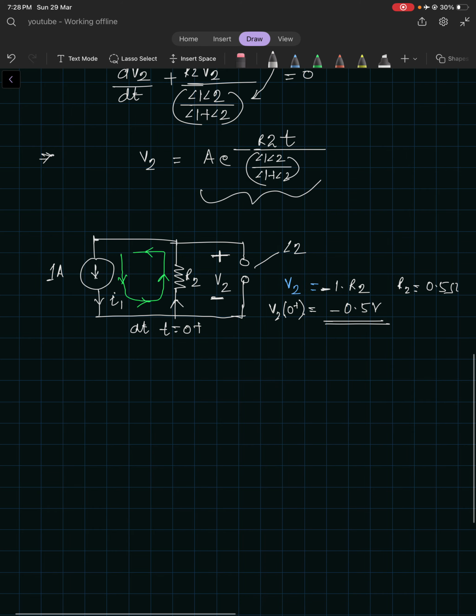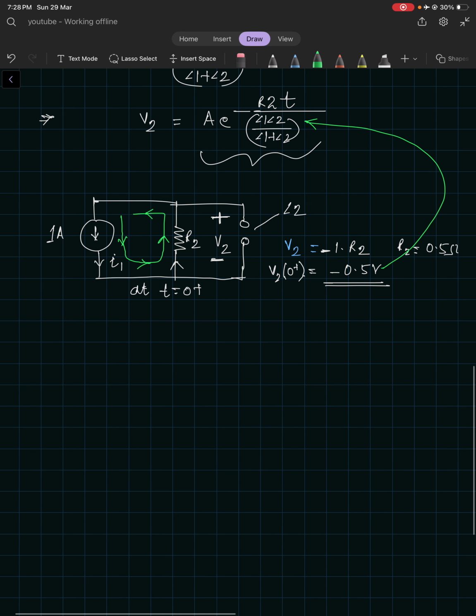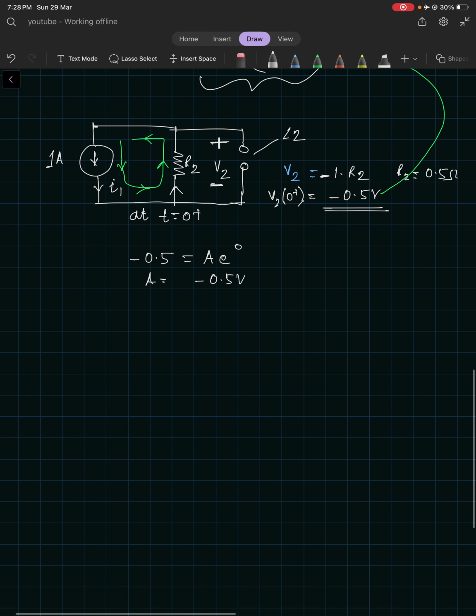Now we have to put this value here. At t equal to 0, it was minus 0.5, so a is equal to minus 0.5 volts, since e to the power 0 is 1. So we can write V2 of t equals minus 0.5 e to the power.